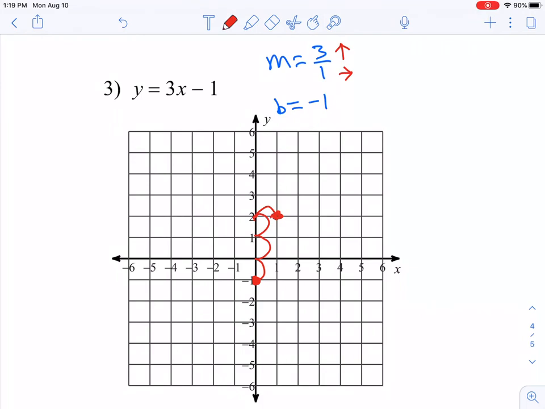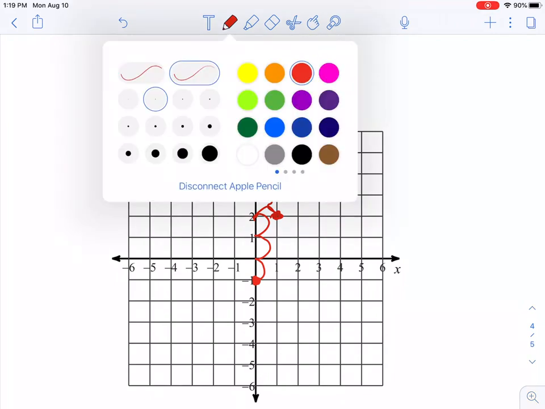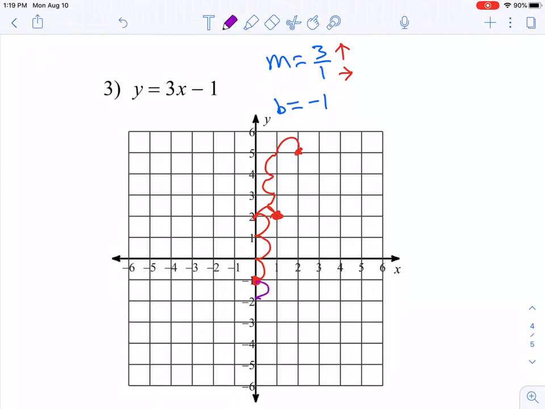We can do that over and over again. I can go 1, 2, 3, right 1. I can also do the exact opposite, which is down 3, left 1. And then I'll build a line. Cheater line. And that's it.